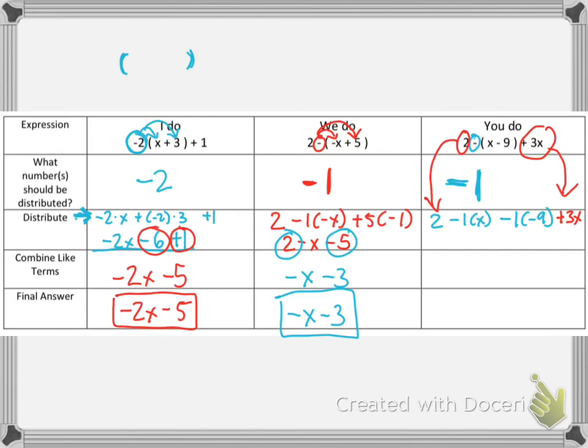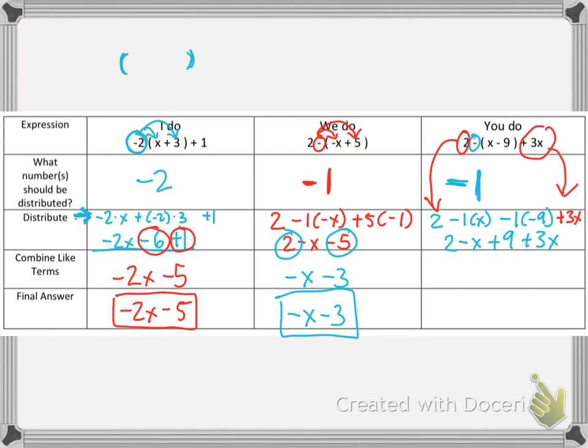Now let's actually clean it up. So I have 2, -1 times x is -x. -1 times -9, 2 negatives is a +9. And then I have just a 3x that drops down.